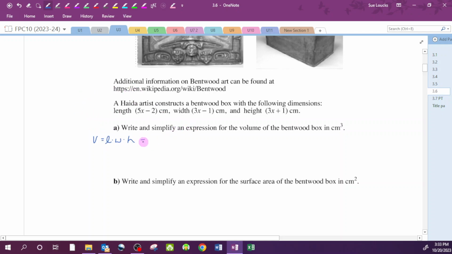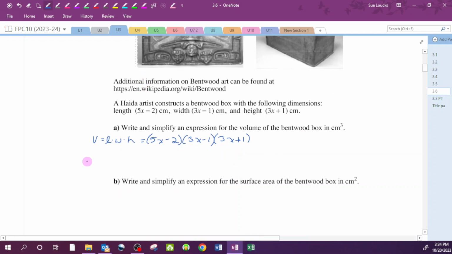And then, what can we plug in here? Well, we know that the length is 5x minus 2. So I'm going to put 5x minus 2. I definitely need my brackets around that. The width is 3x minus 1, and the height is 3x plus 1. So now we have to multiply those things together.